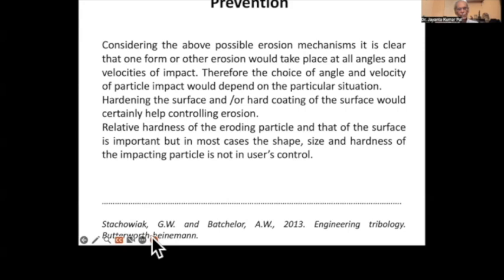So we can only do one thing, and that is give a hard coating or harden the surface so that the erosion can be lessened to some extent. In many cases, erosion is used as an advantage. For example, erosion is used as abrasive machining. Erosion is used for abrasive cleaning, and many other usages are there. So erosion is not necessarily always detrimental. It may be useful also.